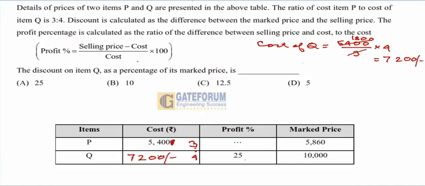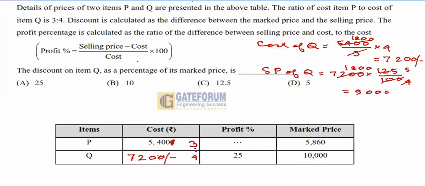Now we know that a profit of 25% has been made. Profit is calculated on the cost price. So immediately I can endeavor to find out the selling price of item Q. So that would be 7,200 into, there is a 25% profit, so 125 by 100, which can be cancelled to form 5 by 4. And this goes by 1800. So basically it is 9,000 rupees.